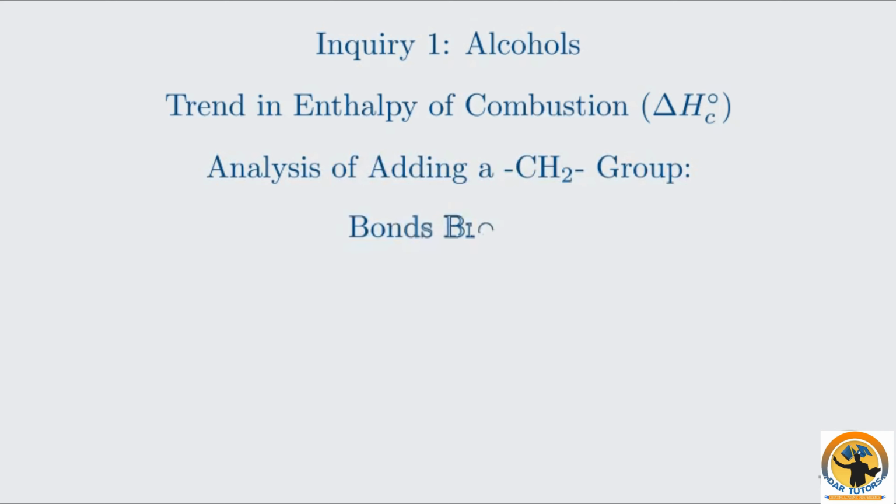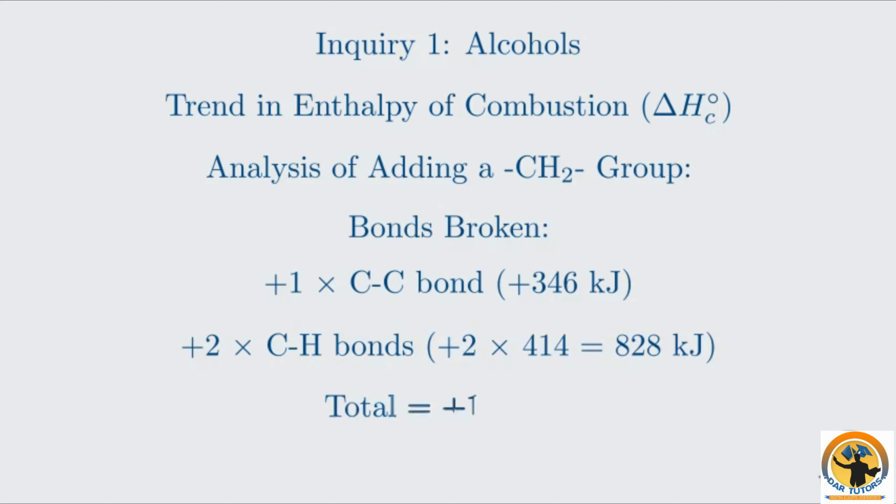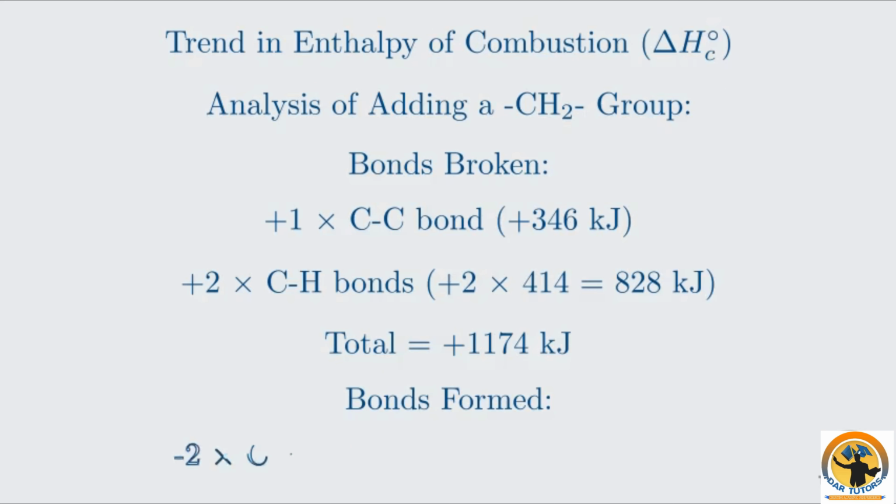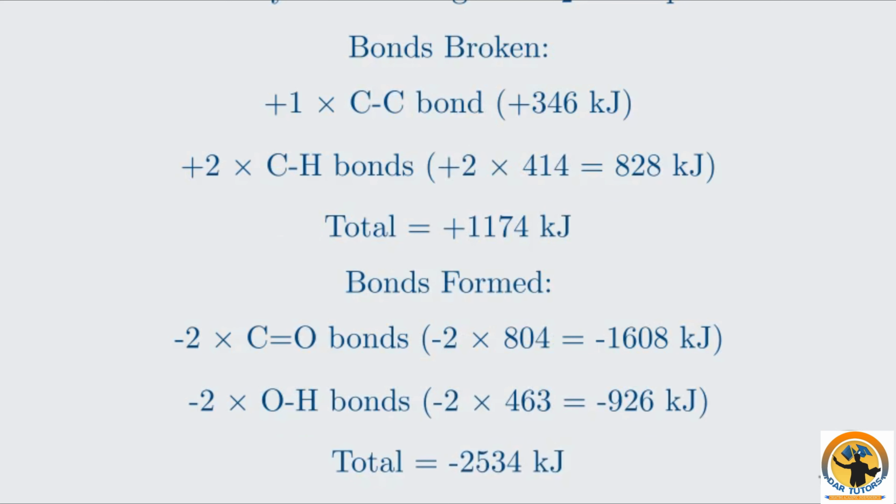From ethanol to propan-1-ol, we add one CH2 unit. This means we break one extra C-C bond and two extra C-H bonds in the reactants. We also form two extra C-O bonds and two extra O-H bonds in the products. Let's calculate the net energy change. Breaking these bonds requires 1174 kJ of energy. The corresponding bonds formed are two C-O bonds and two O-H bonds, releasing 2534 kJ of energy. The net change is 2534 minus 1174, which is 1360 kJ per mole. So, adding one methylene group makes the reaction 1360 kJ more exothermic.